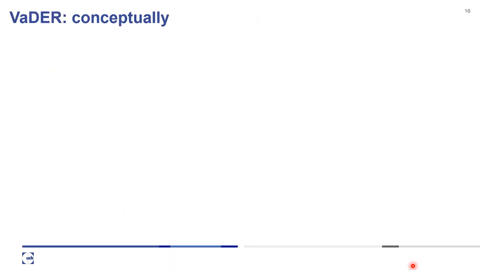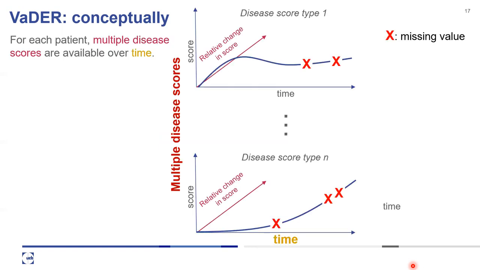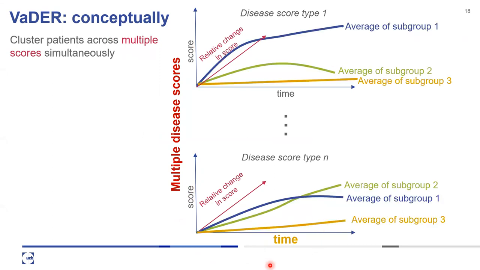Here's a few slides outlining what VADER was conceptually designed to do. Input data looks like this. So for each patient, we have multiple disease scores that are available over time. And now what VADER does is to cluster patients across multiple scores simultaneously, such that we would be able to, for example, identify interactions between the assessments.